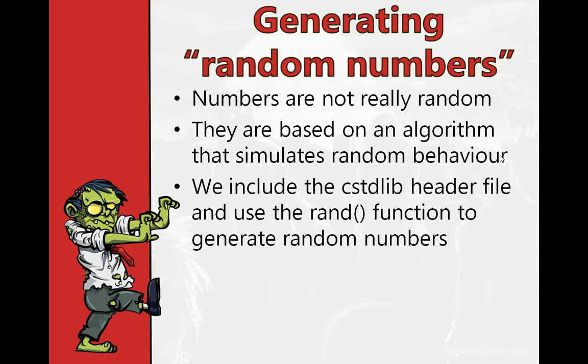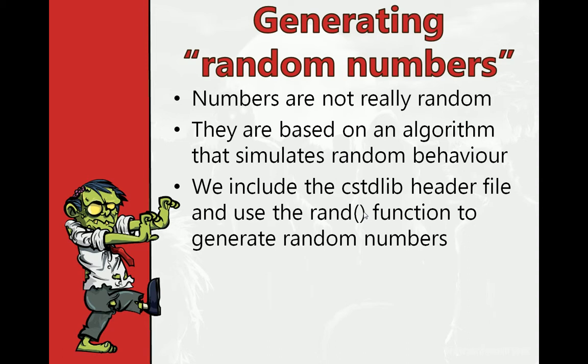So, in order to use the algorithm that comes with the C++ programming language, we are going to include the cstdlib, or the C standard library header file, and we're going to use the rand function to generate random numbers. We know that this is a function because of the open-close parentheses after the word rand. That lets us know that's a function. It's not a variable. It's not a statement. It's a function. Alright, and we use these functions in our statements to do different things.